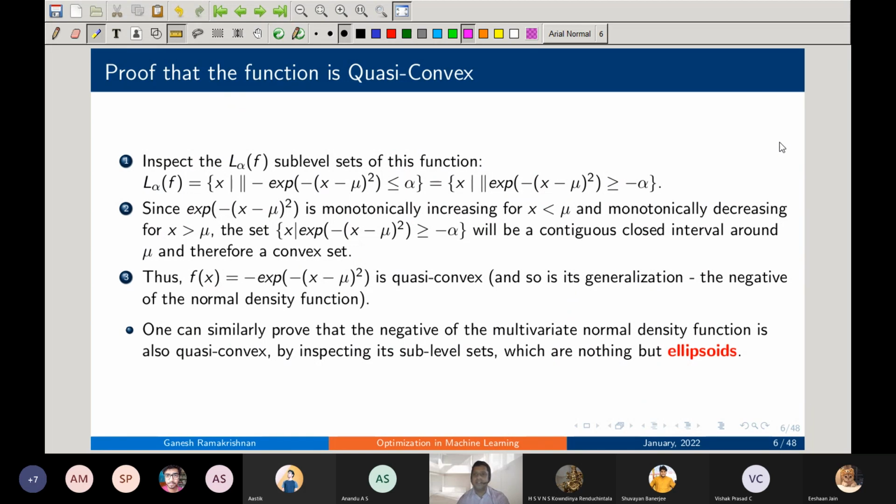Yeah. Otherwise, it's pretty obvious in the slide here. See, we note that exp of minus (x minus mu) squared is monotonically increasing for x less than mu. Okay, so this expression is monotonically increasing for x less than mu, and it is monotonically decreasing for x greater than mu.